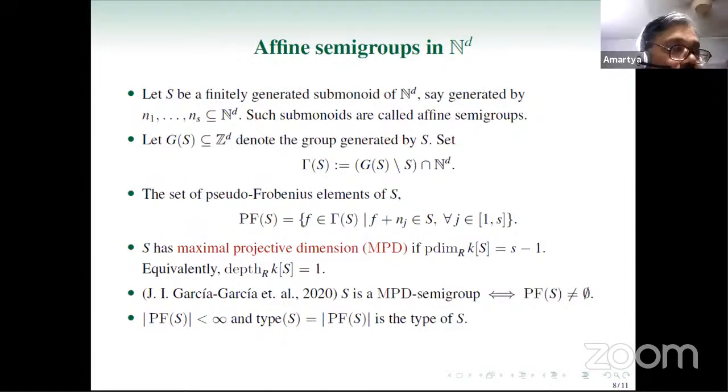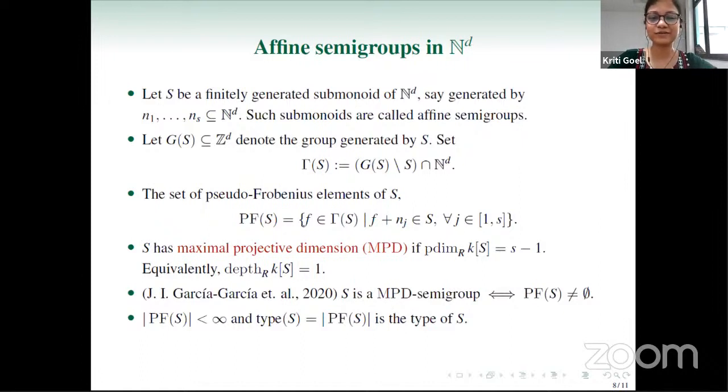The next hurdle being that, of course, we were able to define the set of pseudo-Frobenius elements, but what confirms that this set will be non-empty? We should first of all prove the existence of such elements. And in order to prove the existence, we have to first define what are called MPDs, or semigroups which have maximal projective dimension. So we say S has maximal projective dimension if, when we look at the corresponding semigroup ring, the projective dimension of the semigroup ring is d minus 1, or equivalently, we have depth equal to 1. And then it was proved by Garcia and a few more people in 2020 that the condition of the set of pseudo-Frobenius elements being non-empty is equivalent to saying that our semigroup is an MPD semigroup.